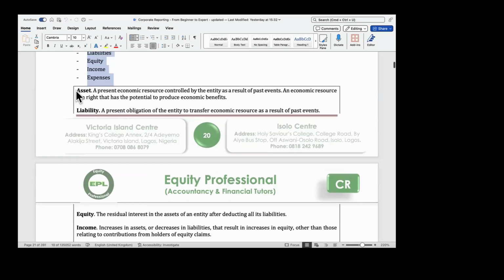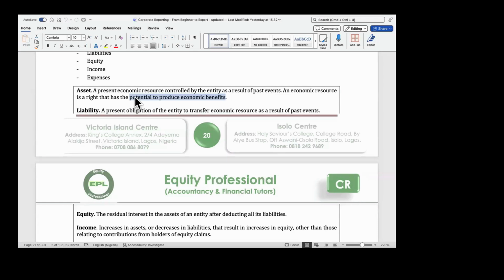Looking at the first one, assets, it says that an asset is a present economic resource controlled by the entity as a result of past events. So an asset here, firstly, is an economic resource. What is an economic resource? It says an economic resource is a right that has the potential to produce economic benefits. Therefore, whatever you have that can produce economic benefit for you is an economic resource.